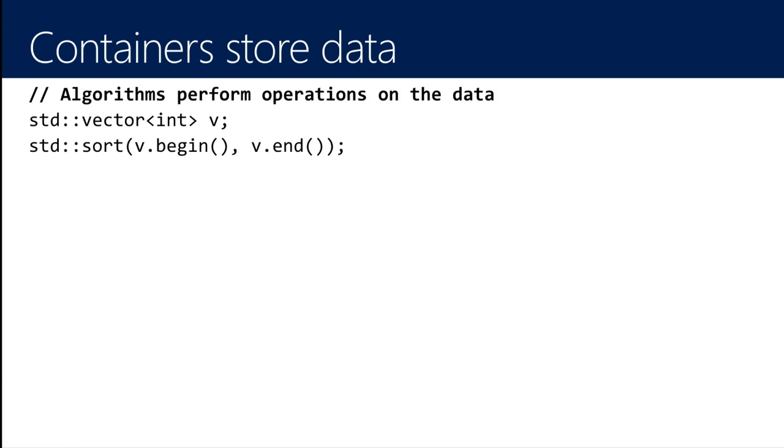And then containers store data. Algorithms perform operations on that data. So when you have a vector, you use standard sort to mess with it. It's not something specifically on vector. You're using the algorithms, the STL algorithms, and there's a lot out there. So take advantage of those instead of reinventing.